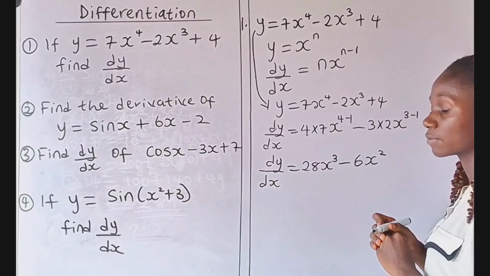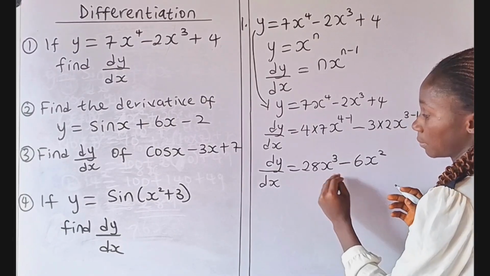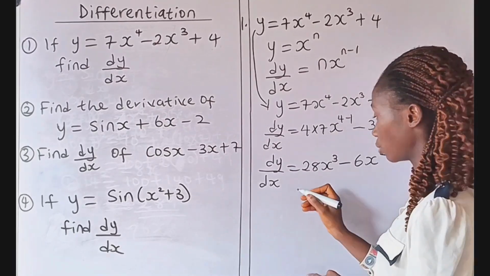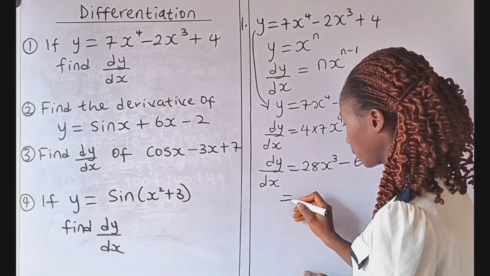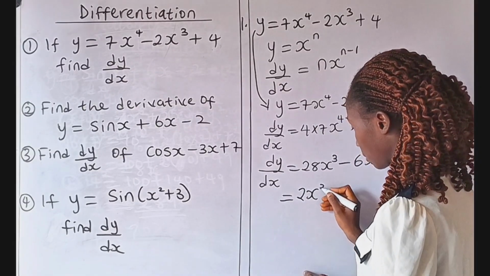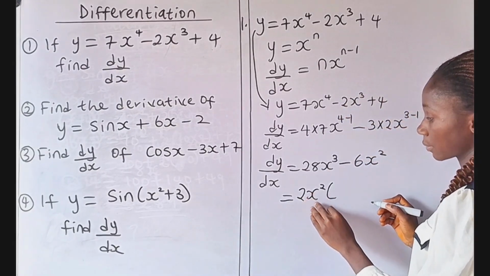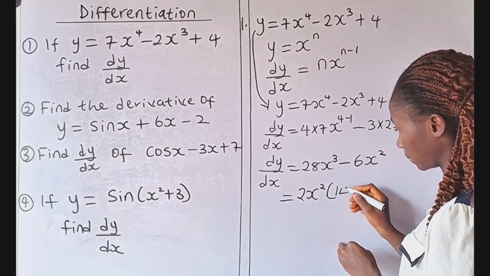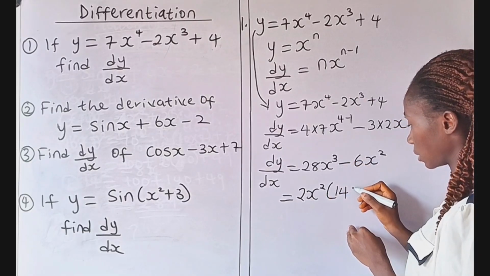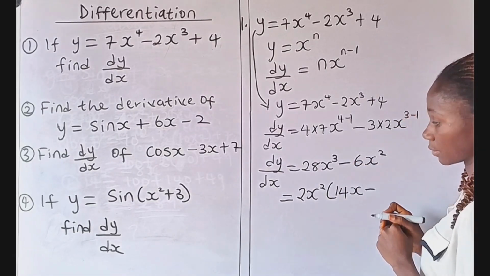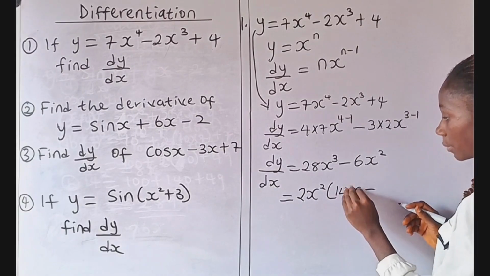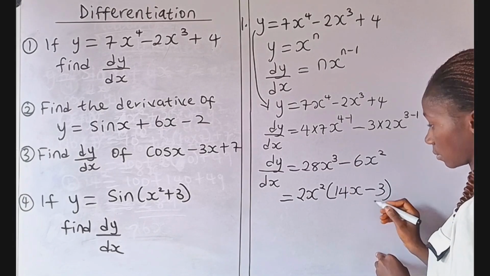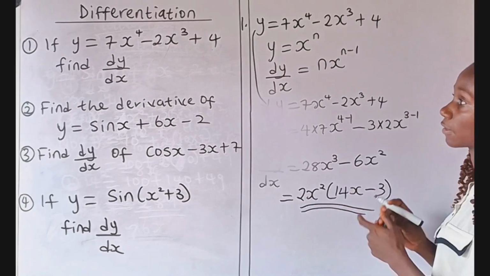This is our dy/dx, but we have to simplify further because there is something common between both of them. Something can divide them without a remainder. And what can divide them without a remainder? It is simply 2. So we can bring out 2x squared. 2x squared divides 28x cubed. That's 28 divided by 2, which is 14. x squared divides x cubed, which is what? x. Minus, that's our operator. 2x squared divides 6x squared, simply 3, because there's a minus sign here. So that's your final answer for question 1.